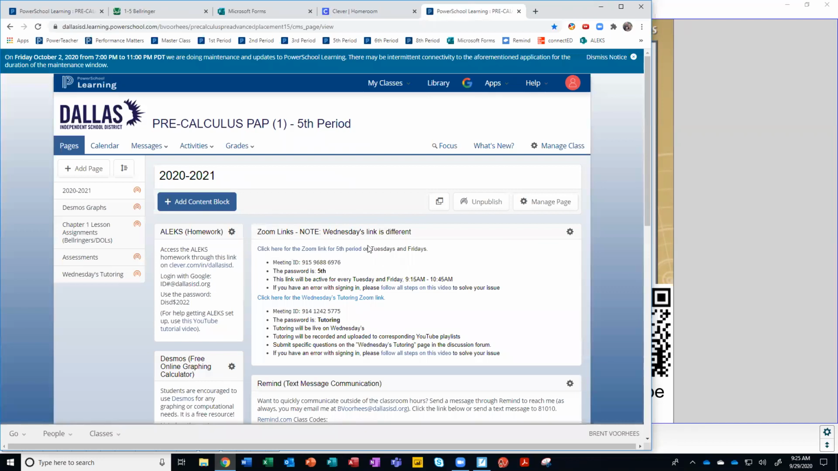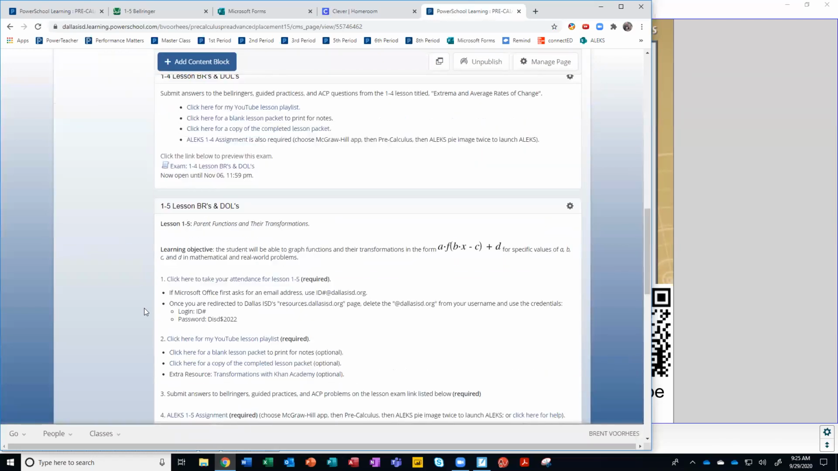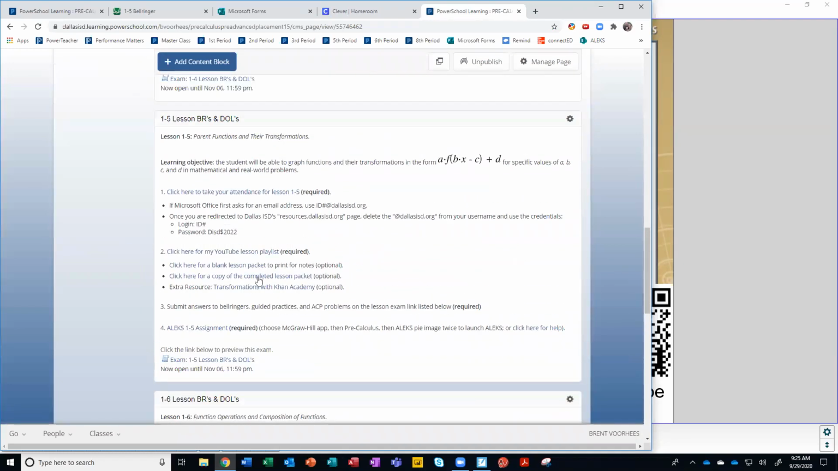So having said that, what are we doing today? I'm going to go over here to Chapter 1. We're looking at Chapter 1, Lesson 5. And so here's the new layout that I sent a message about yesterday and this morning, to check out for 1.5. Our lesson is parent functions and their transformations.